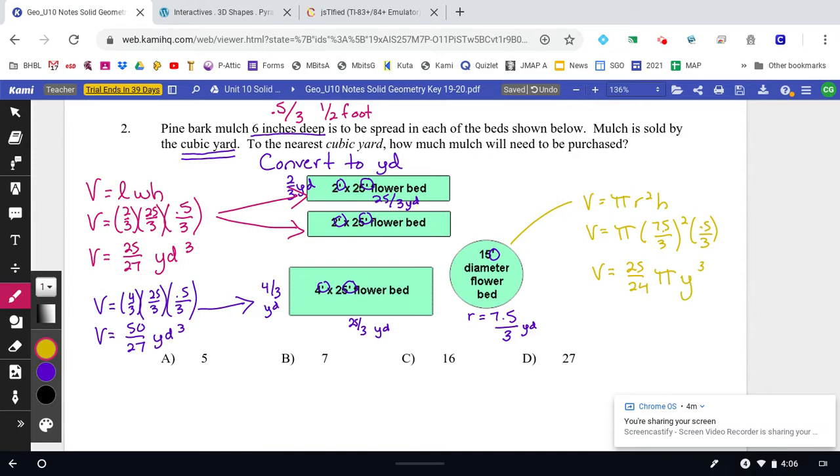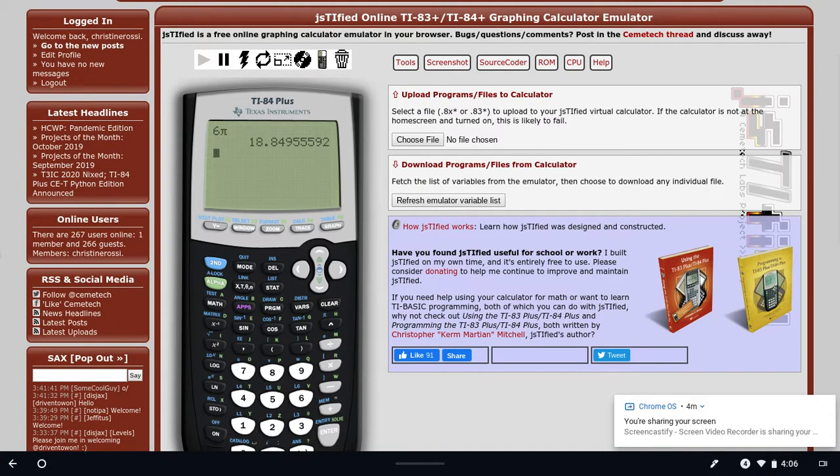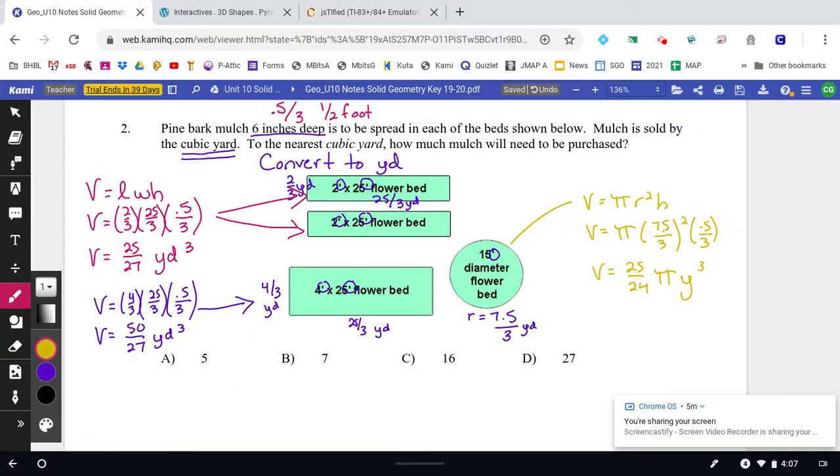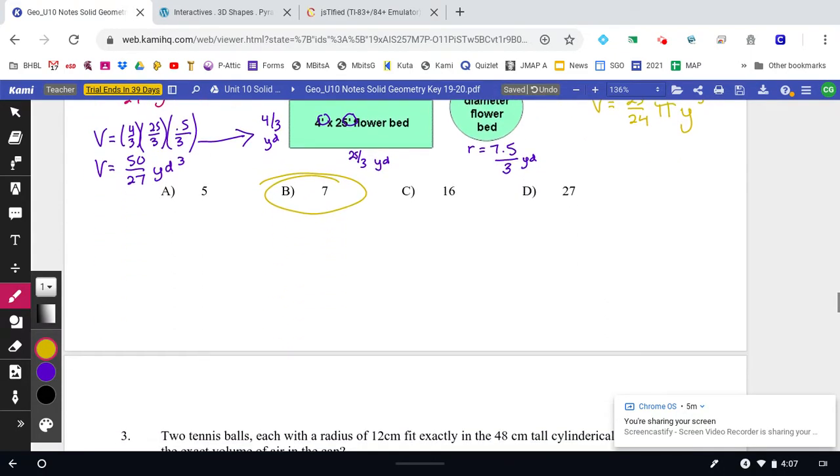Now in my calculator, I'm going to add all those together. We had 25 over 27, another 25 over 27, that bigger garden, 50 over 27, and then our 25 over 24 pi. We add all those together and we get about 6.97. So that tells us we need about 7 cubic yards of mulch.